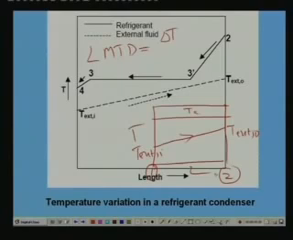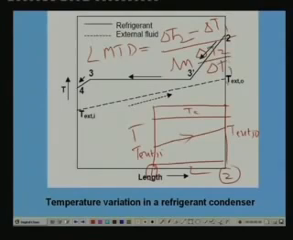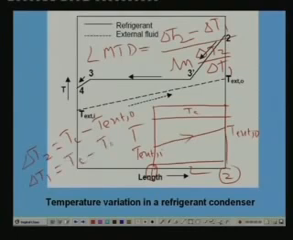The log mean temperature difference is defined as delta T at end 2 minus delta T at end 1 divided by natural log of delta T2 by delta T1. Now, what is delta T2? Delta T2 is nothing but Tc minus T external O, and delta T1 is the terminal temperature difference at end 1, which is Tc minus T external I. So, if you substitute this, the Tc gets cancelled here.